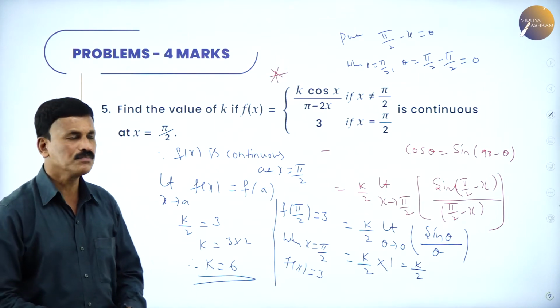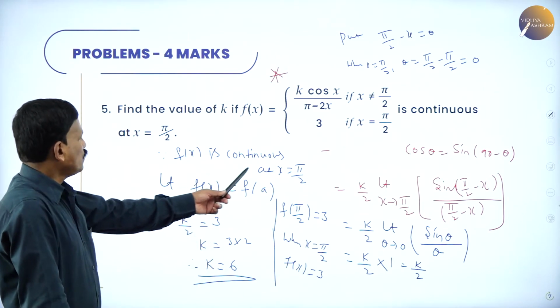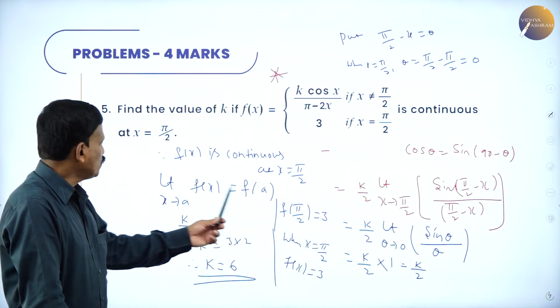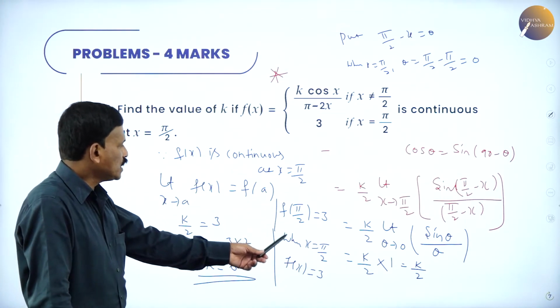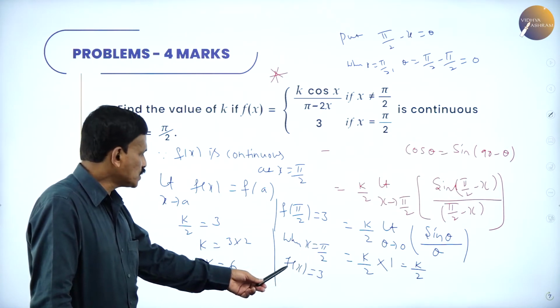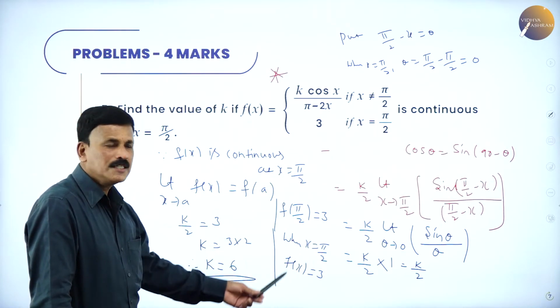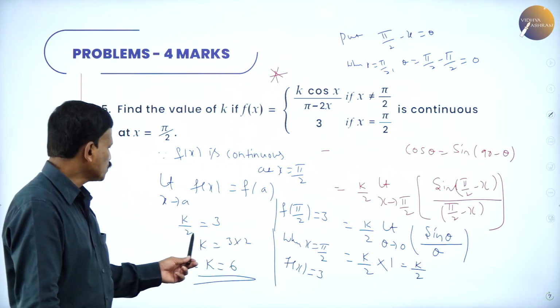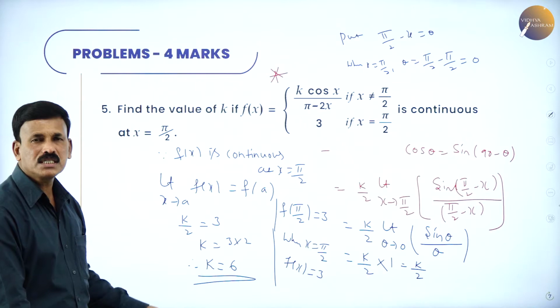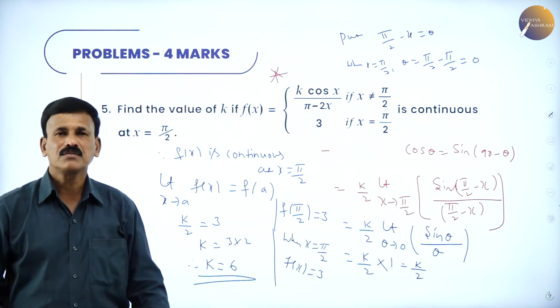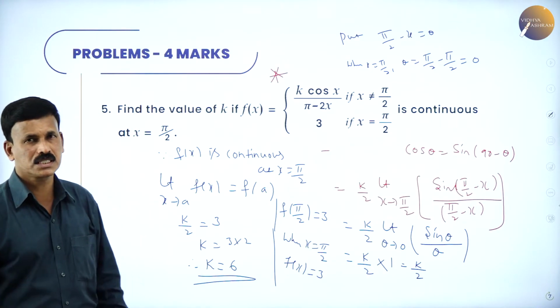This is a very important problem. See, since f of x is continuous at x is equal to pi by 2, therefore limit x tends to a of f of x is equal to f of a. When x is equal to pi by 2, the functional value f of x is given to be 3. So therefore f of pi by 2 is equal to 3. K by 2 is equal to 3 means k is equal to 2 into 3, k is equal to 6. So therefore the value of k is equal to 6 in this case.